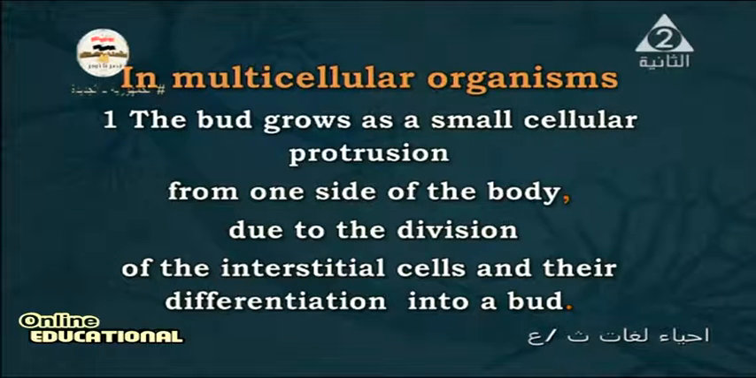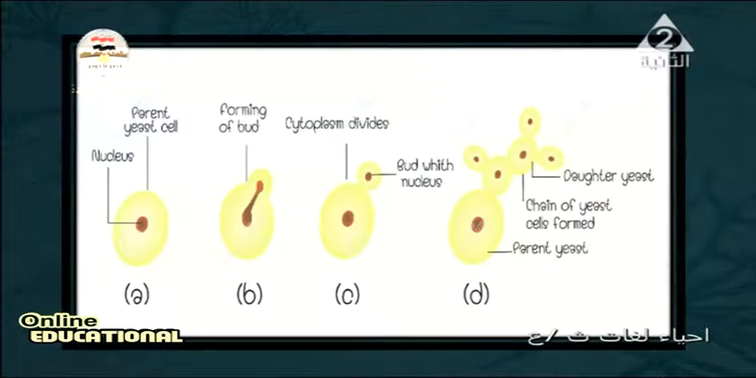What is meant by interstitial cells? The mother cell, okay? And their differentiation into a bud. Differentiation into a bud means the small part that comes from the cell, named a bud. The cell divides, forming the bud, okay? Then the cytoplasm divides after that.